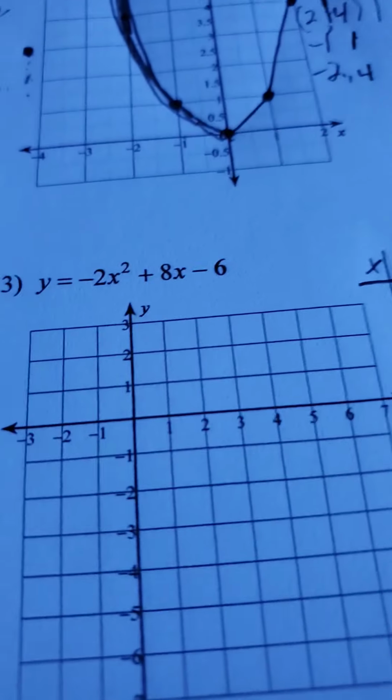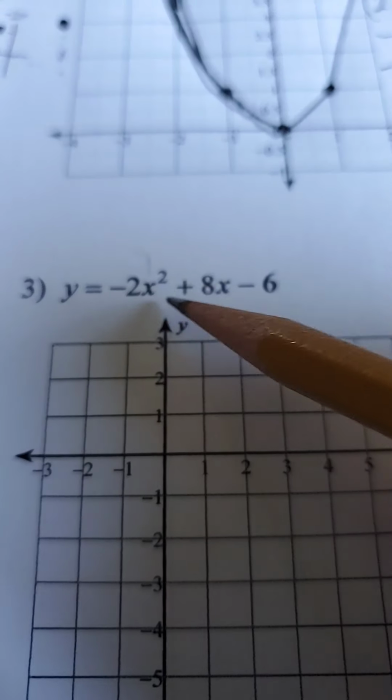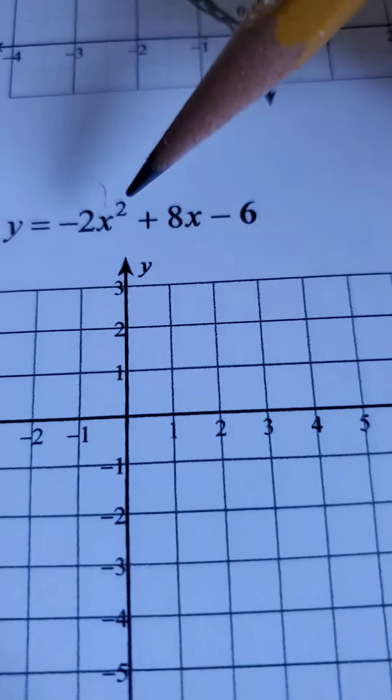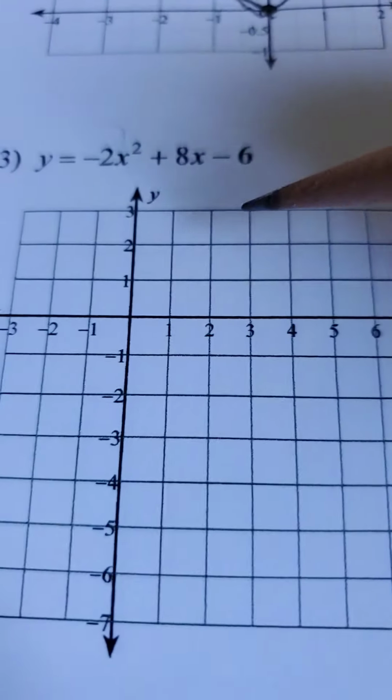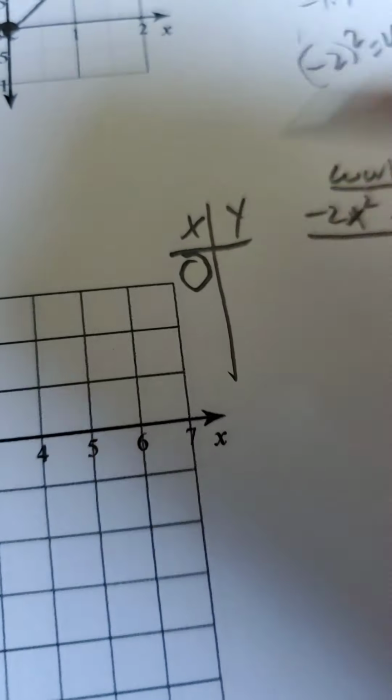Okay, now I want to do problems 3 and 4, which are the more difficult ones, mainly because the x squared has a coefficient that needs to be multiplied by on both 3 and 4. Okay, I've got the problem ready to be worked here, x and y t-chart ready to go there. I'm going to plug in a 0 for x just because that's the easiest math.